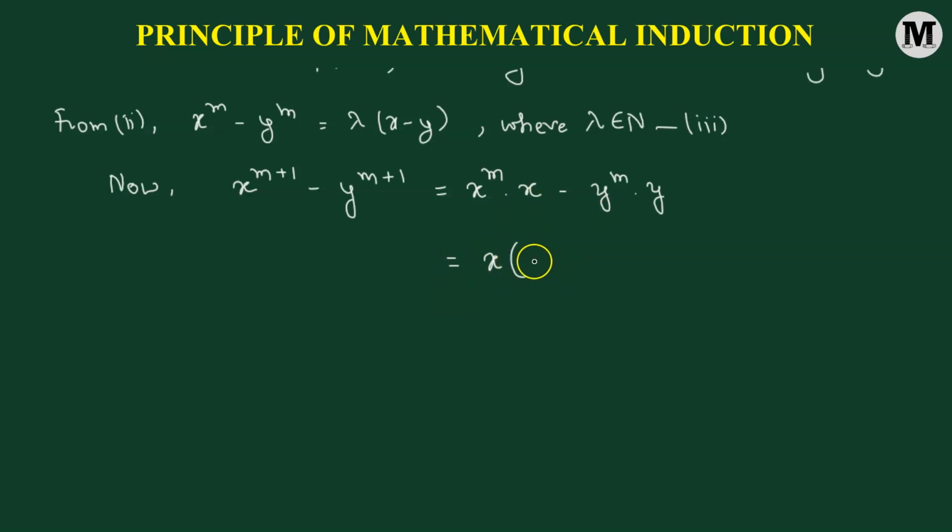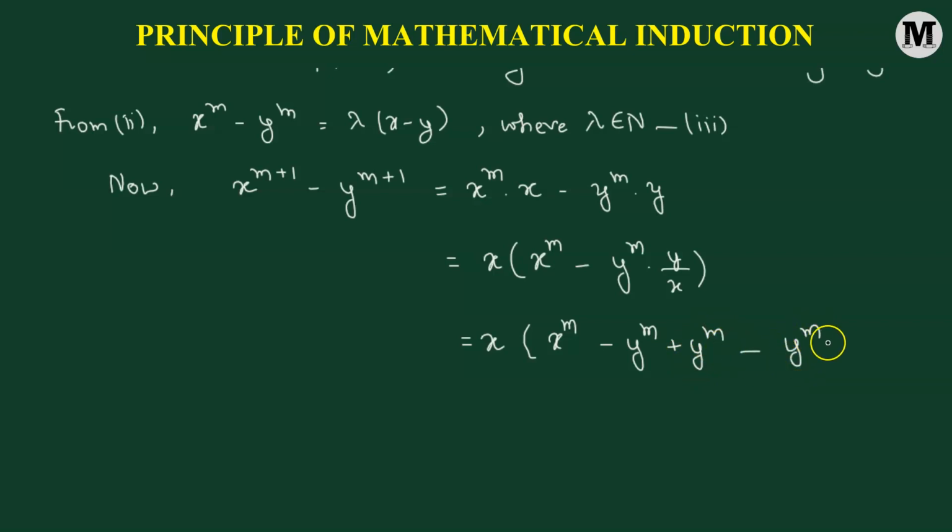So that means in the first term, we'll have x raised to the power of m minus y raised to the power of m times y over x in the second term. Now what we'll do next is add and subtract an extra term here. Let's say the extra term that we are subtracting is y raised to the power of m, and we are going to add y raised to the power of m to it. Then we have the remaining term, negative y raised to the power of m times y over x.